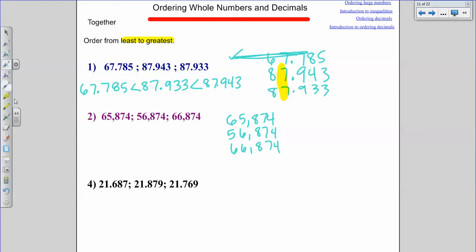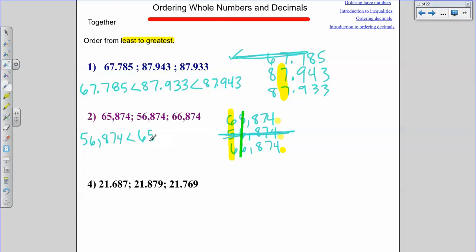Okay, so let's compare. And again, if I had decimal points, they'd be right here. So let's compare the 10,000s place value. I can already determine that 56,000 is my smallest number, so we'll go ahead and mark him out. Now I'm going to look at the thousands place value, and I can see that 5 is less than 6.